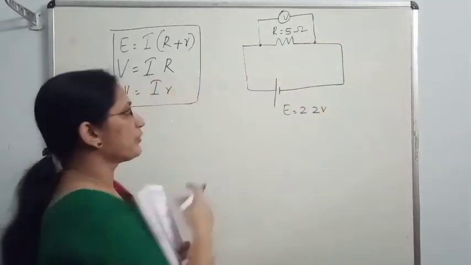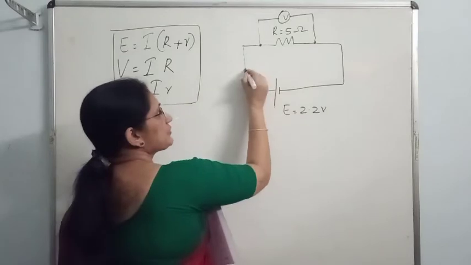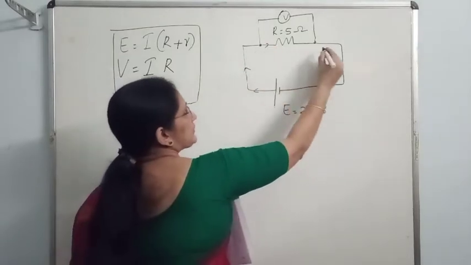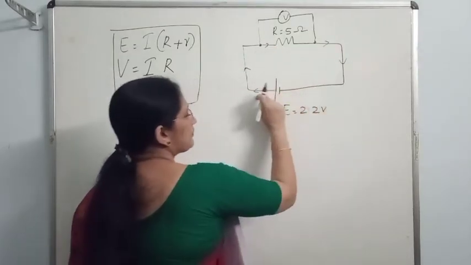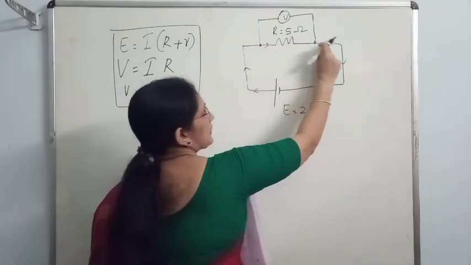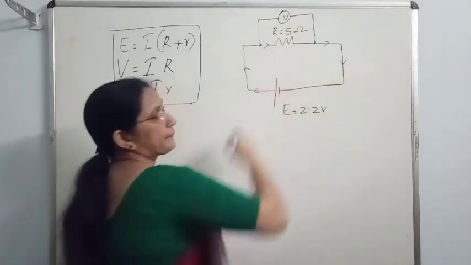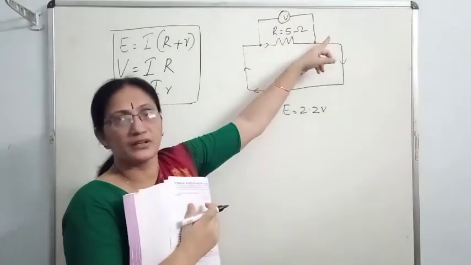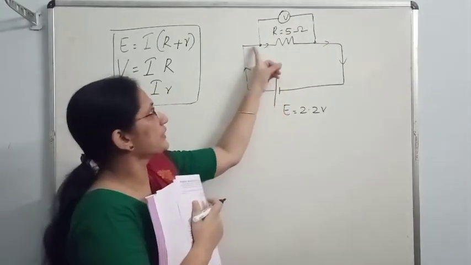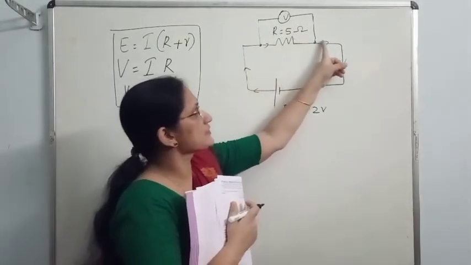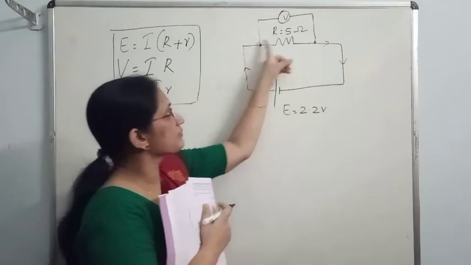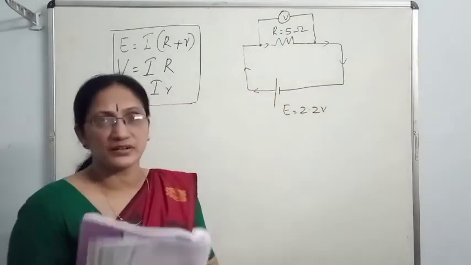Okay, current will flow in this way, from positive to negative. The current flow will happen in this way. There will not be any current flow through this voltmeter. Current flow completes. It will flow through the resistance and return here. In this way there will be flow of current while the circuit works.